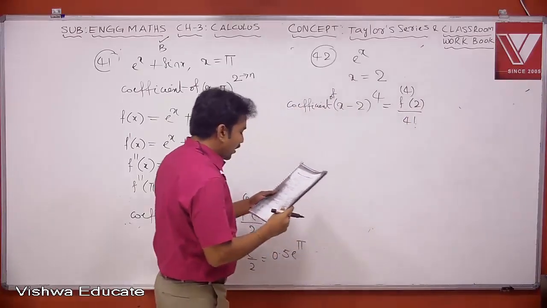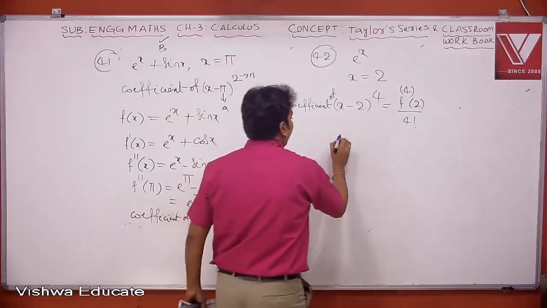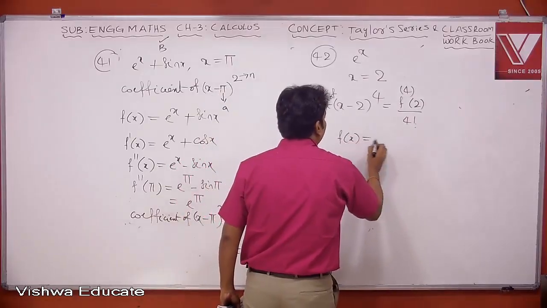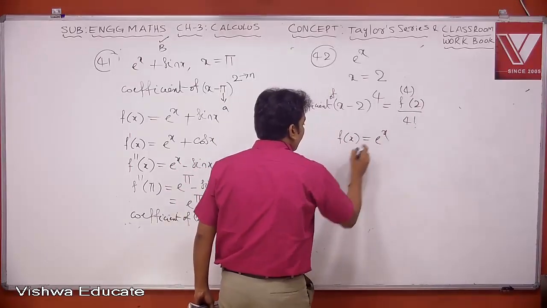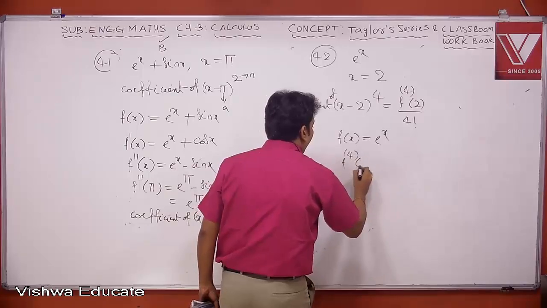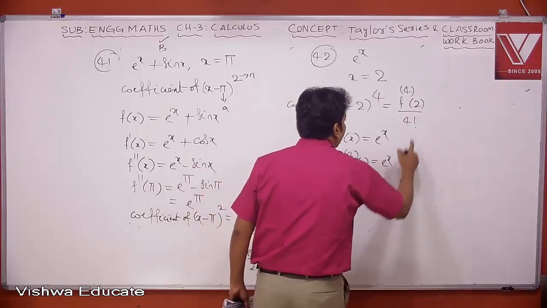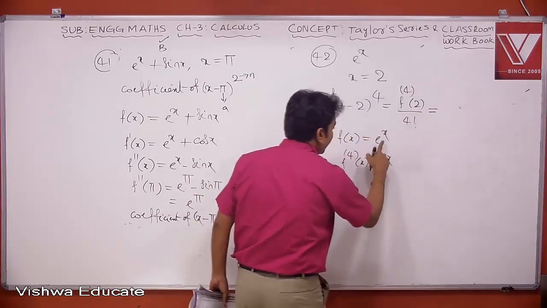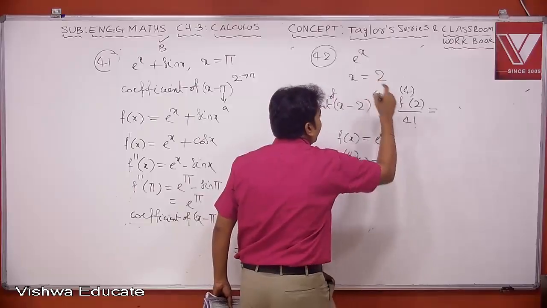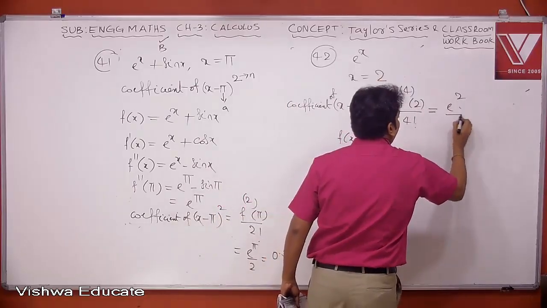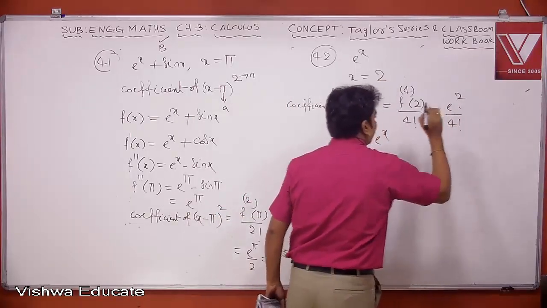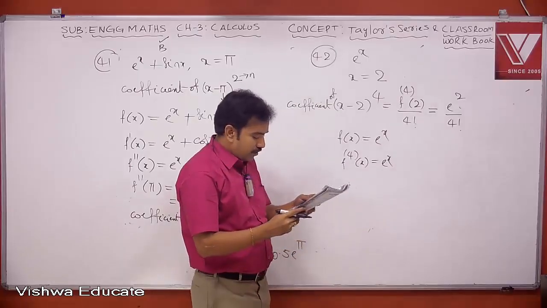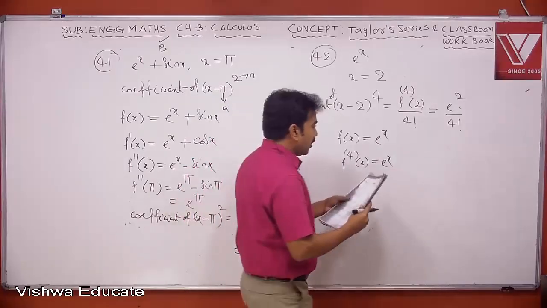Okay. So in this case, what is my f of x? E power x. So the fourth derivative of f of x is e power x only. Therefore, x is replaced by 2. So this is e square divided by 4 factorial. So this is option number C.